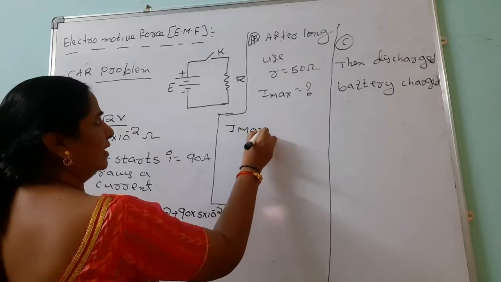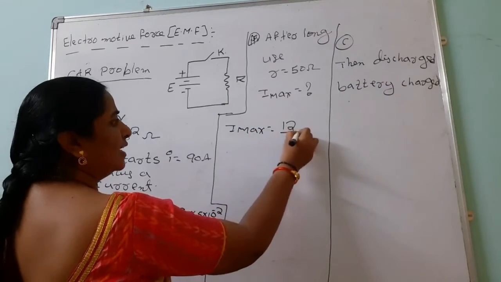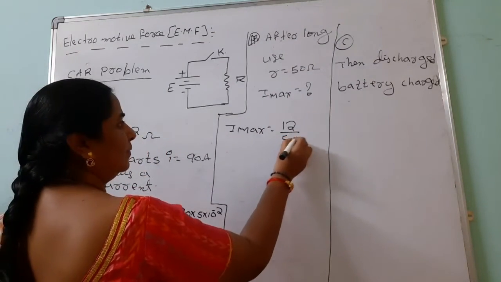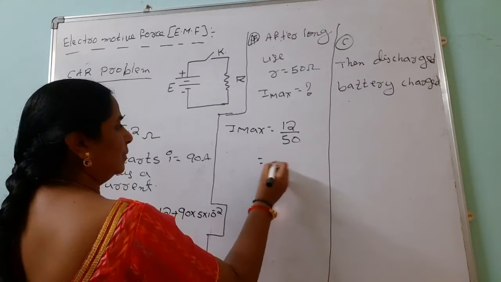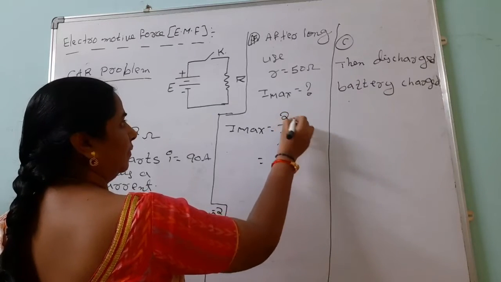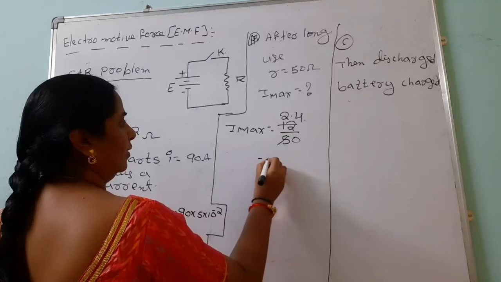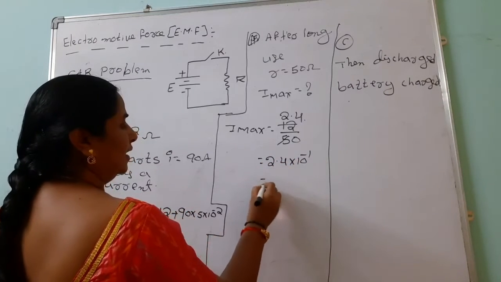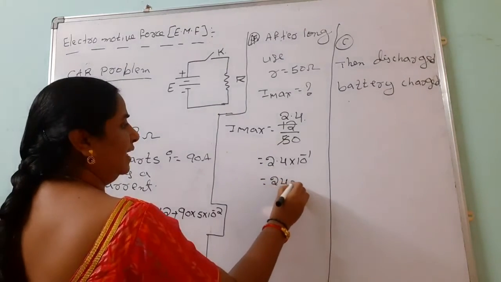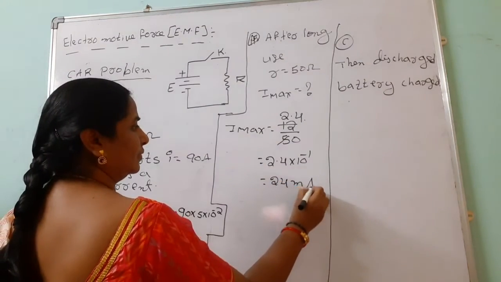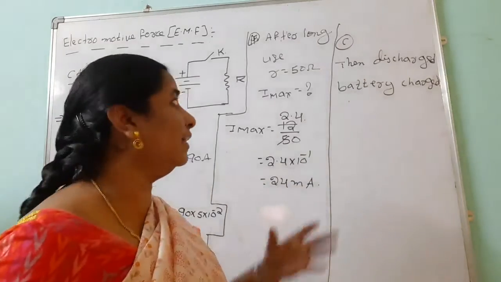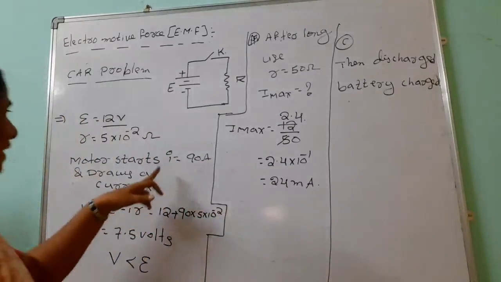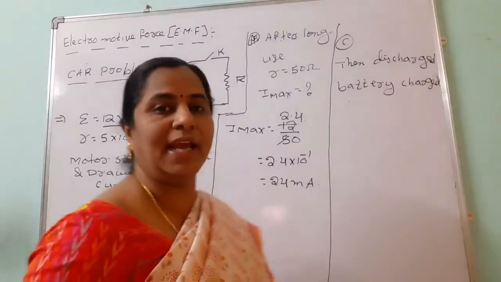I maximum equals the electromotive force over the resistance. The electromotive force is not changing, it is permanent for that cell. So 12 divided by 50. After simplification, 2.4 into 10 to the power of minus 1, which should be written as 24 milliamperes. Because of running, whenever the internal resistance increases, the current decreases. At the beginning it was 90 amperes, then 24 milliamperes.